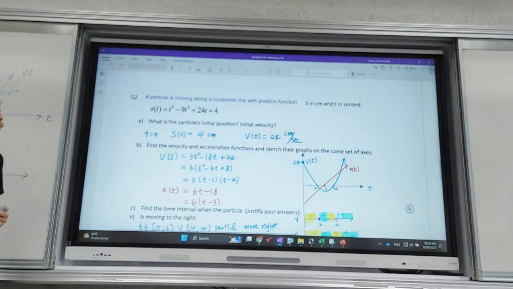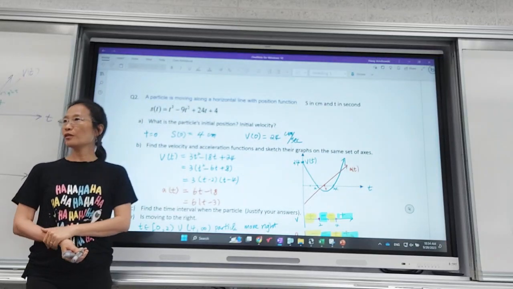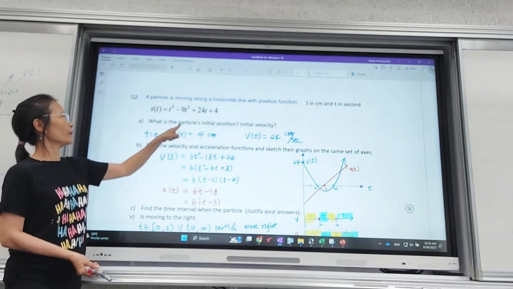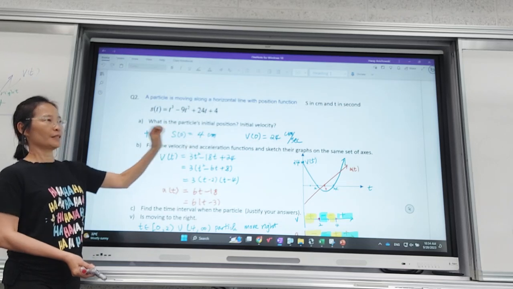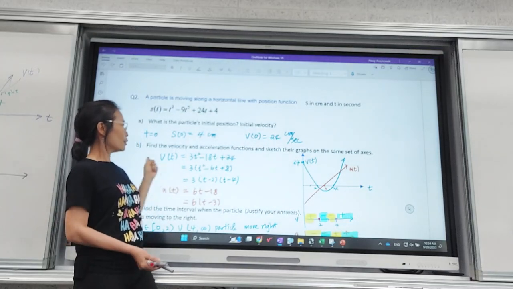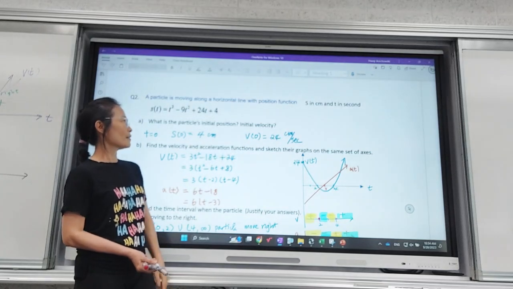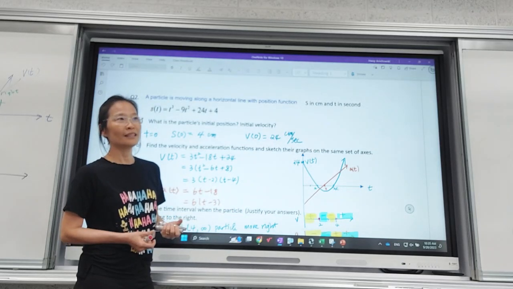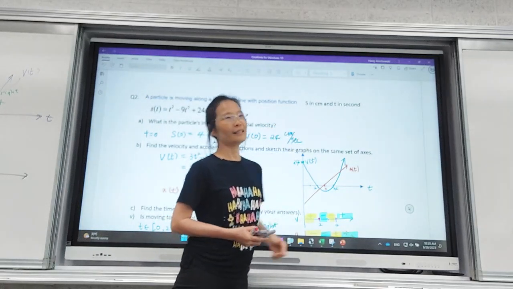First, what is the particle's initial position? Initial means t equals 0. At the beginning, where is the particle? Substitute 0 into position. So s of 0 is 4. Start at the 4 centimeter spot. And then what is the initial velocity? For initial velocity, you have to find the derivative of position. Substitute 0 into velocity. So it's 24 centimeters per second. You must have the unit if they provide the unit. Right here, position in centimeters, t in seconds.